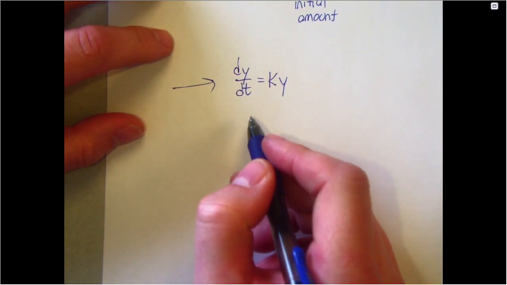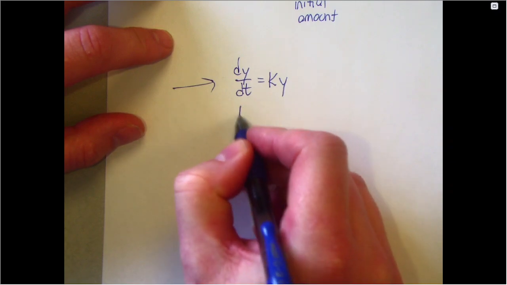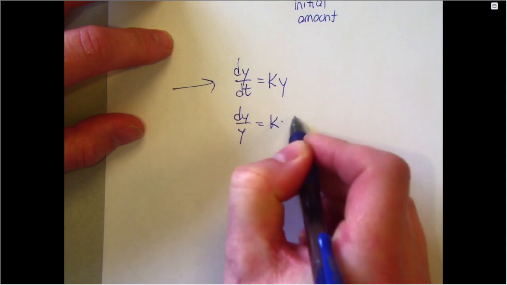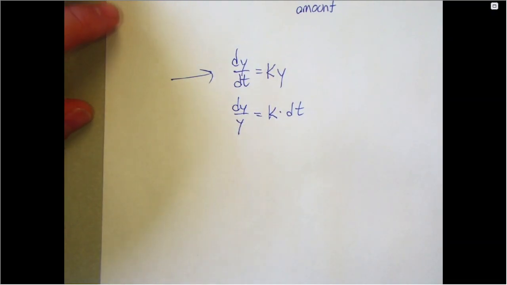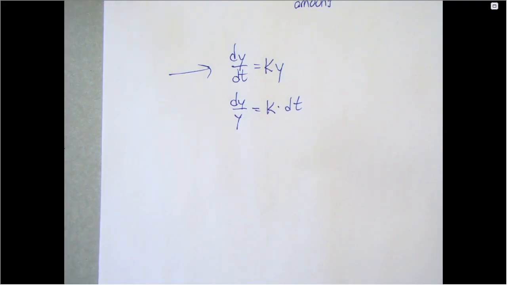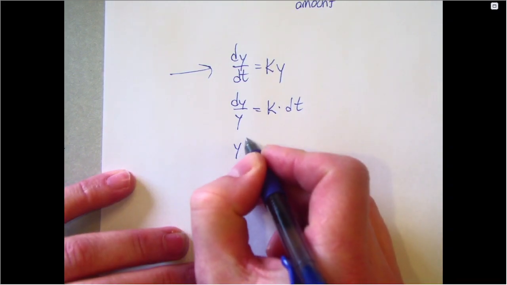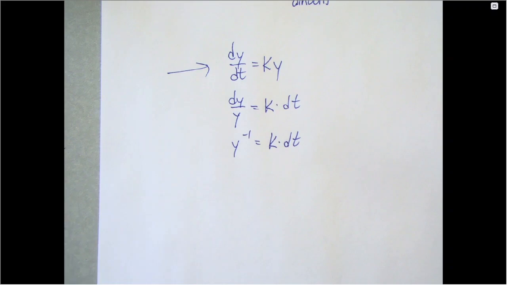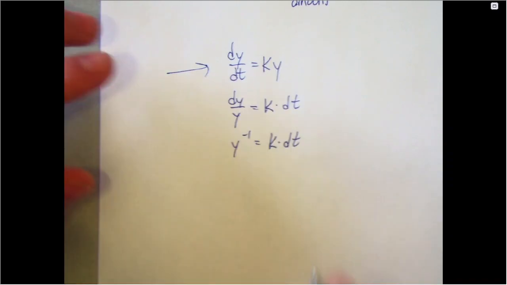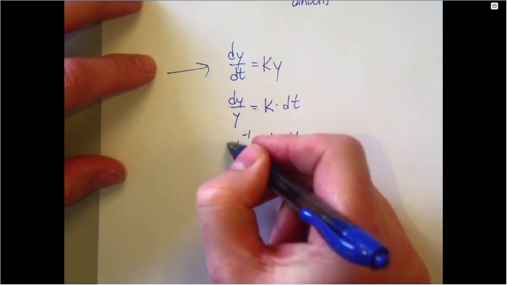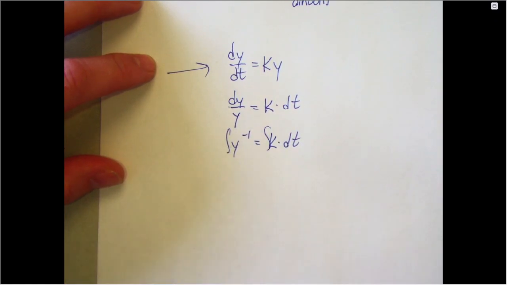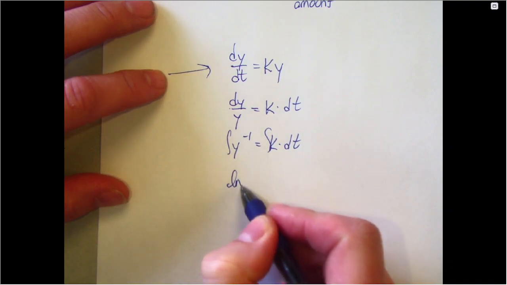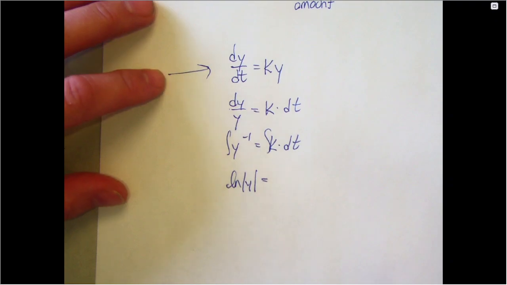I would divide both sides by y, and then multiply both sides by dt. So I'd end up with that. So that's really y to the negative first equals k times dt. Now that I've got the variables separated, and they were already separated up here, I was just rewriting it, I'm going to integrate. So what's the integral of y to the negative 1? Essentially, you guys are going to get mad about the absolute value again. What's the integral of k?